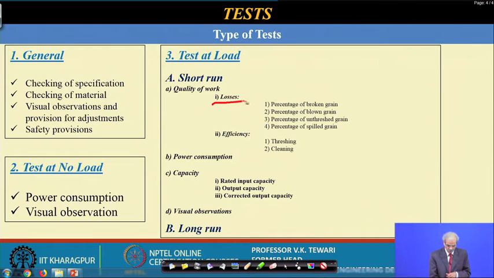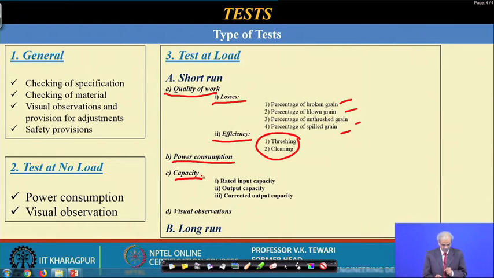Say for example, losses, see efficiency. Now, quality of work, in a short run we need to find out this part where losses and efficiency could be found out. What is the efficiency of threshing, what is the efficiency of cleaning? Similarly, what are the different losses at that time? You can see all these 4 losses, we must see what the values are for this. Then the power consumption, what is the power consumption? Then the capacity of this: rated input capacity, output capacity and corrected output capacity, and other visual observations, if you have tested for 3-4 hours maybe, and then you find what sort of things are happening in that.